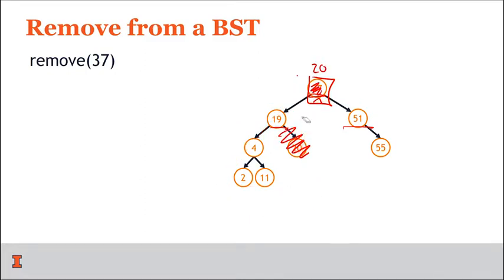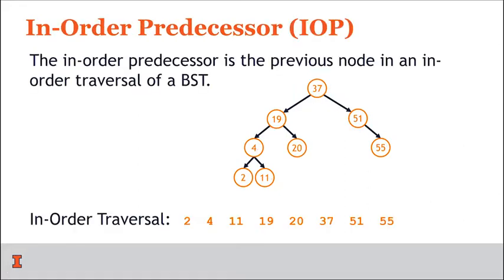Given this element is now 20, 19, 4, 2, and 11 all sit on the left-hand side. This looks good. 51 and 55 all sit on the right-hand side. So this is sane. This is correct. We'll actually quantify this into an algorithm.